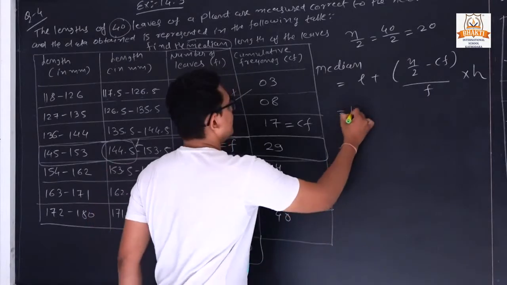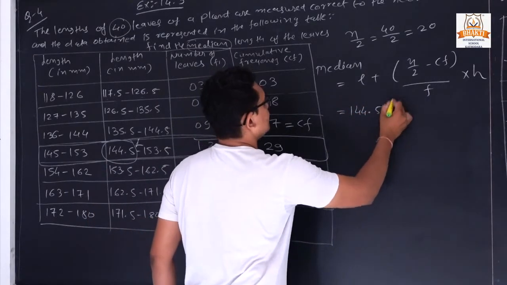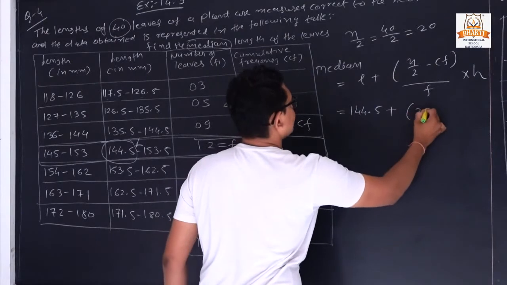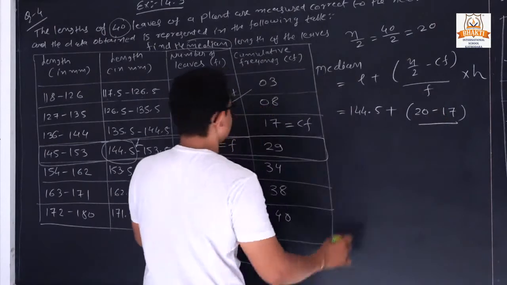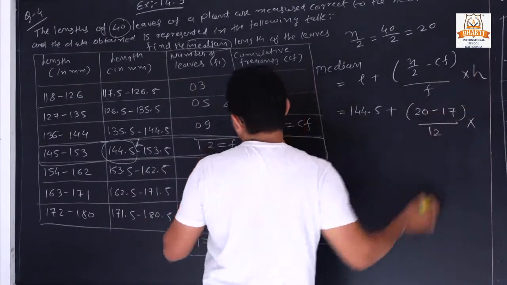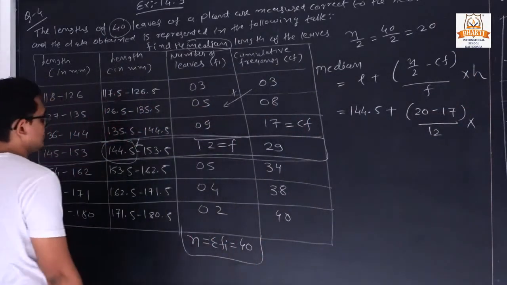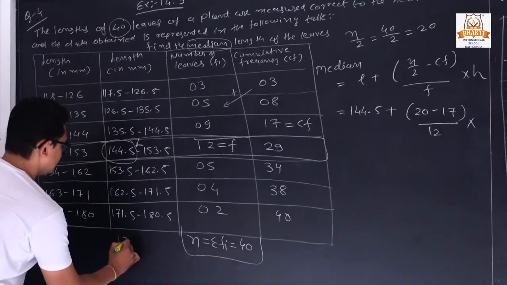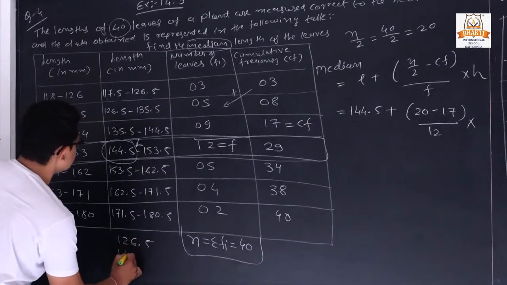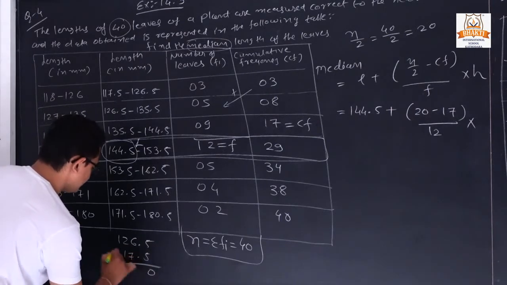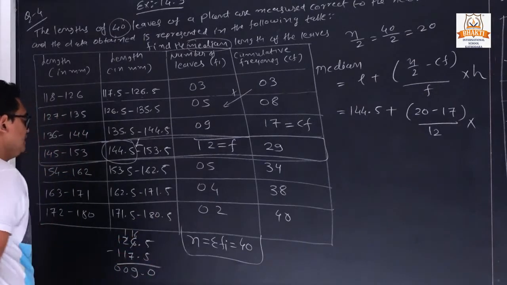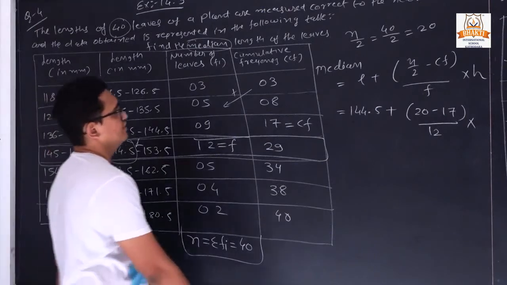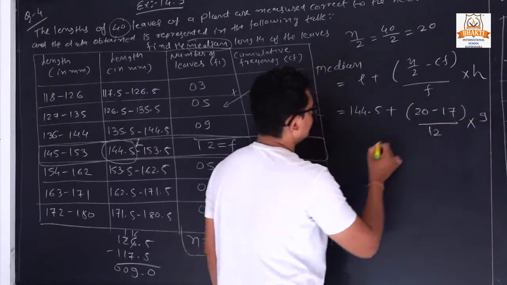Clear? So now what is the value of L? It is 144.5, plus n by 2, which is 20, CF is 17, F is 12, and how can we find the height h? Upper limit minus lower limit. So 153.5 minus 144.5, which is 9. Clear? It is 9, so here we write 9.